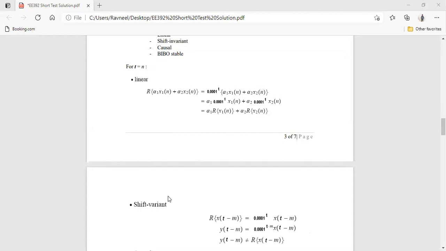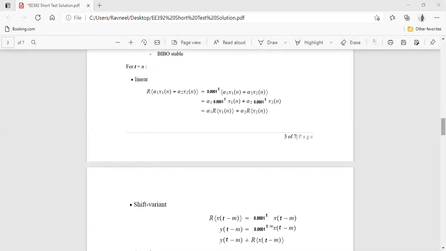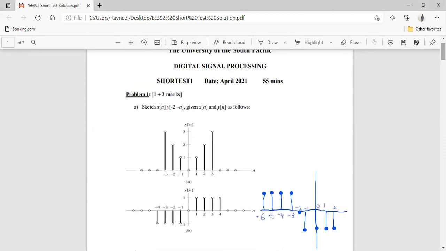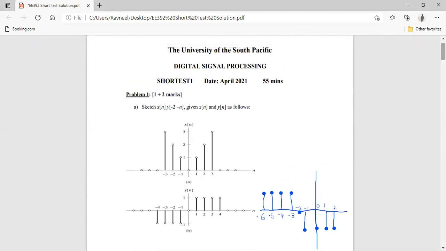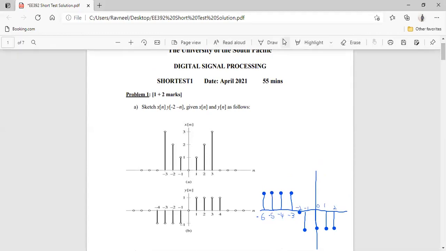Okay, so let's start with this week's remedial session. You guys have requested to discuss the remedial paper, your short test paper. The solution is already uploaded on your Moodle, just in case you need to access it. So let's start.